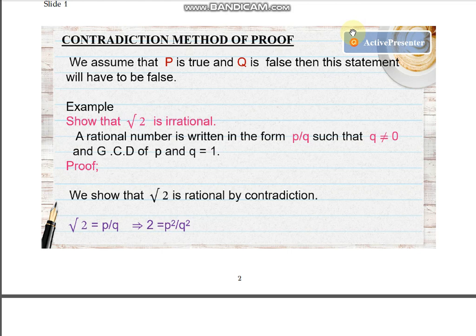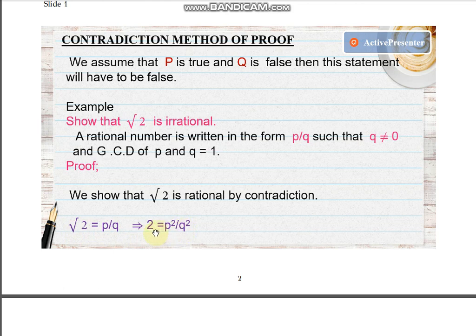How are we going to prove this? Because we are discussing the contradiction method, we are going to prove that the square root of 2 is irrational by the contradiction method of proof, by saying that the square root of 2, if at all it equals P over Q, then in the first step we eliminate the square root, which means we square both sides.